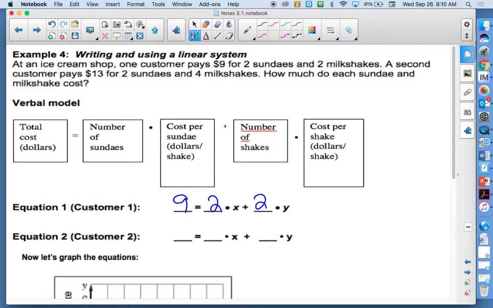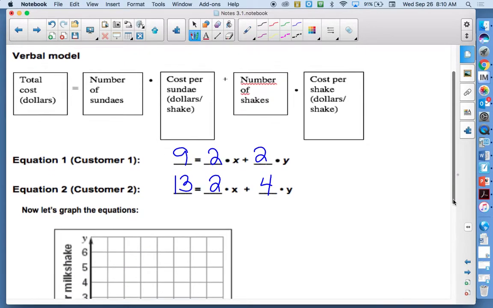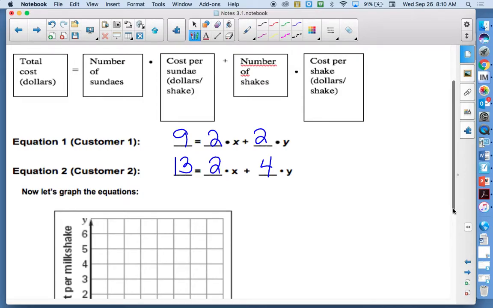Gabby, how about the second equation for customer number 2? 13 and 2x plus 4y. Nice. So take the information you have, create 2 equations. Now we're going to try and graph it. There's a nice graph underneath, only the positive values because you can't buy negative milkshakes. You can't buy negative sundaes.